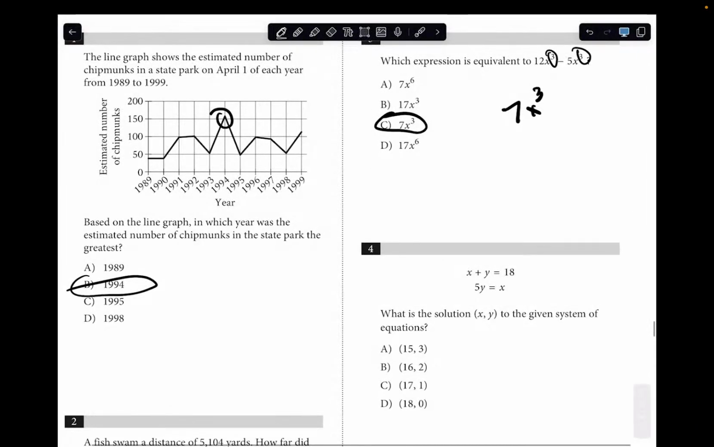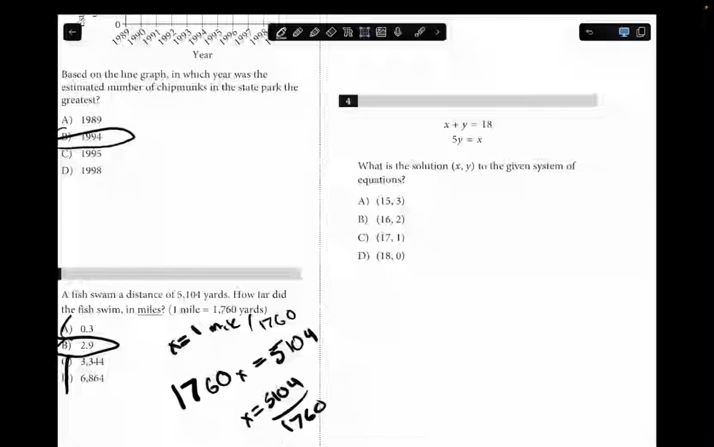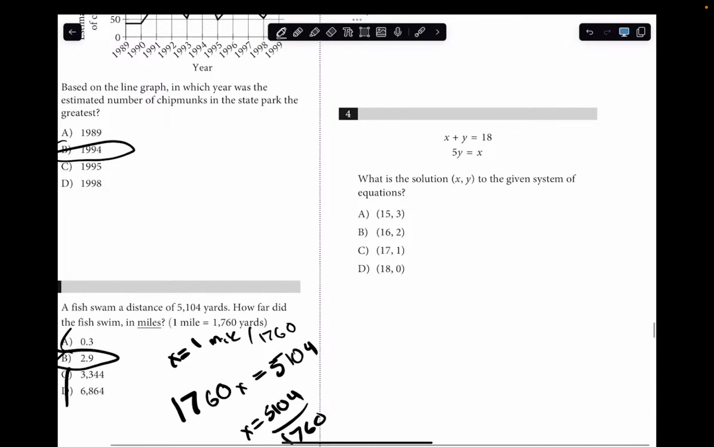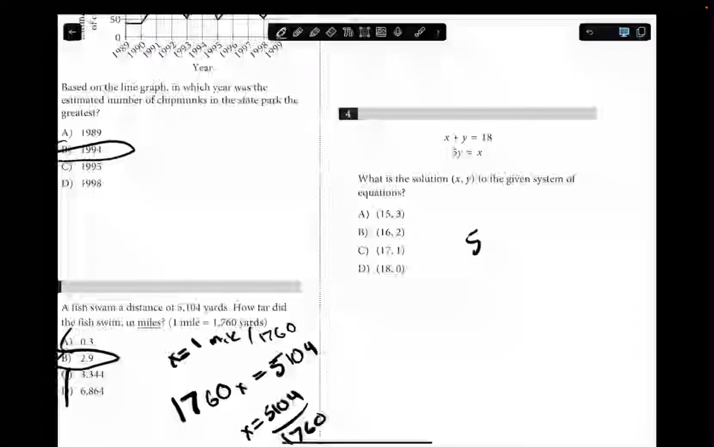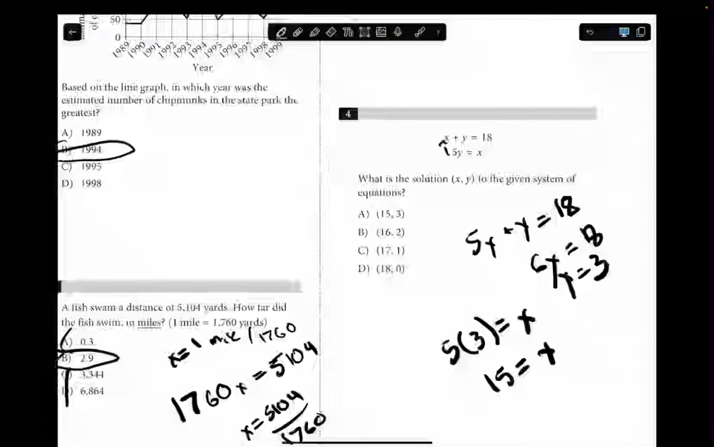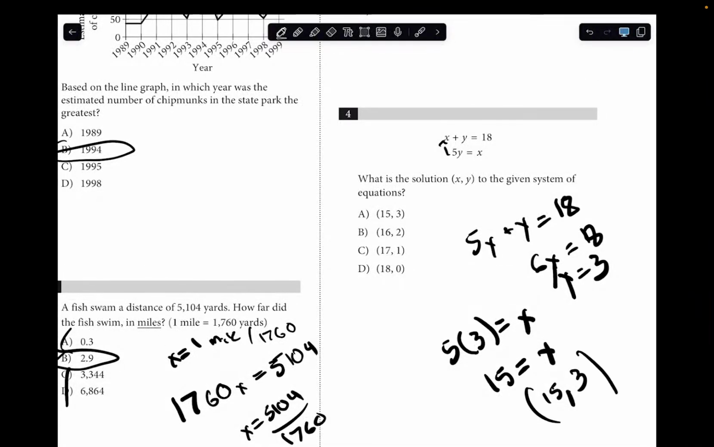2 systems of equations. What is the solution (x, y) to the given system of equations? Well, that means simply plugging this in. So if we plug in 5y into the first expression, we get 5y plus y equals 18. So we get 6y equals 18. My y's are pretty bad there. So y is 3, so 5 times 3 equals x, 15 equals x, right? So remember, I gotta write it as 15 comma 3. And that's A.